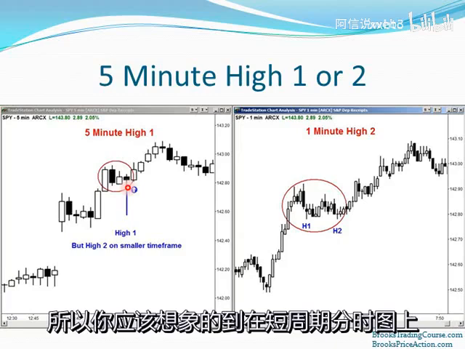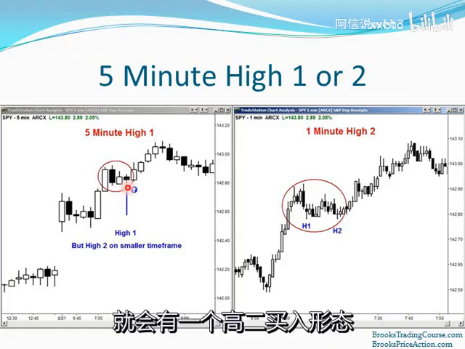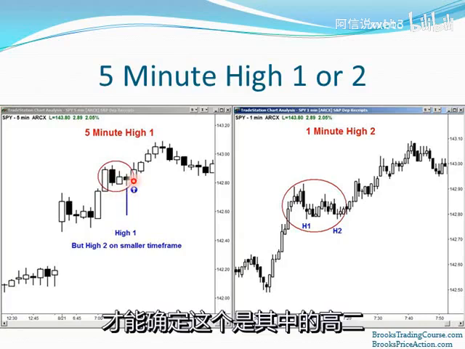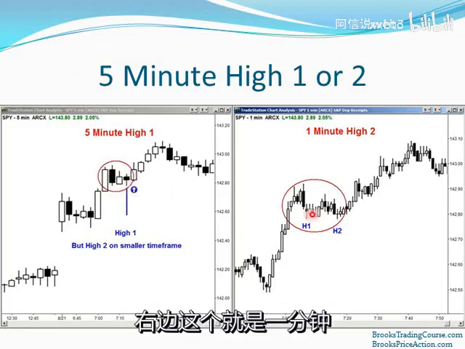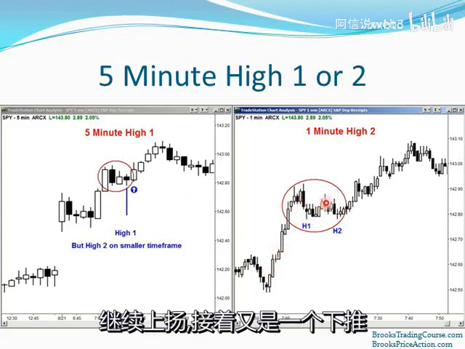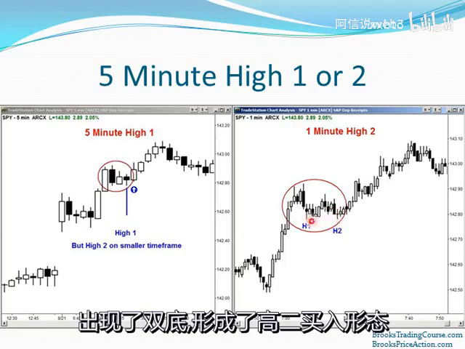So you know that on a smaller time frame there was a high 2 buy setup. There were 2 legs down: down, up, down. You don't even have to look at the 1-minute chart to see that this is a smaller time frame high 2 buy. Here's the 1-minute chart. It's a very strong bull spike. 1 push down, tried to resume, 2nd push down, double bottom, high 2 buy setup.